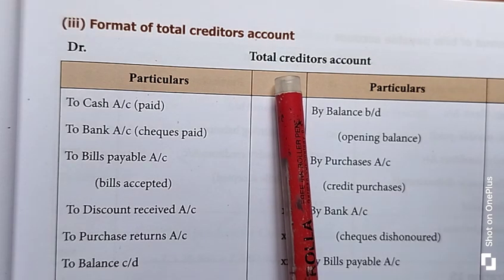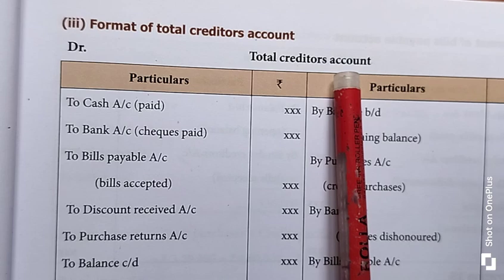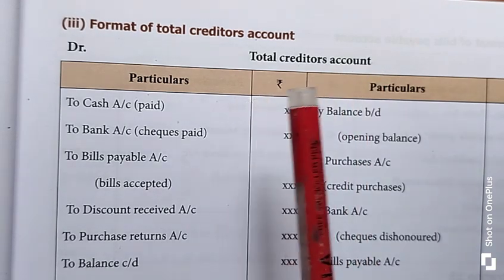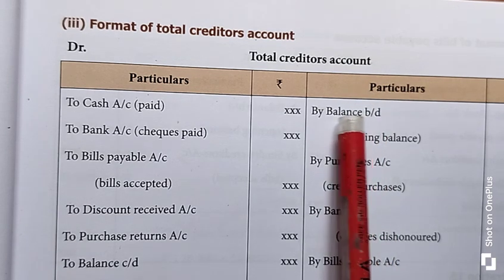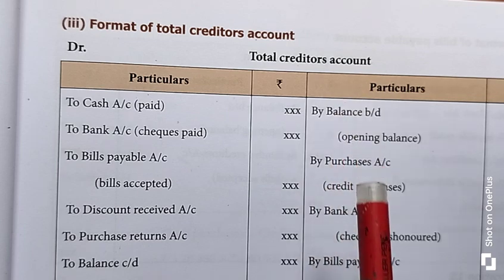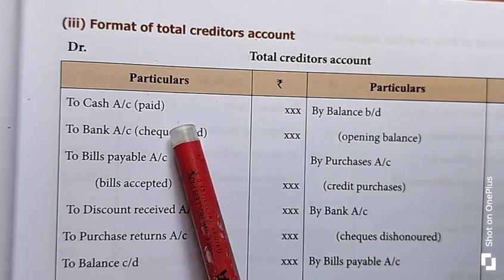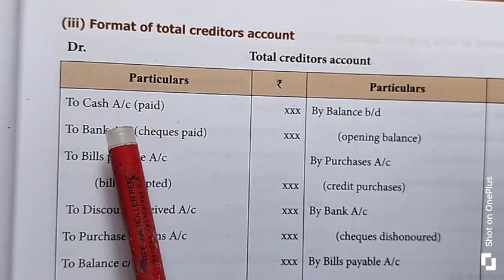So to find credit purchases, you have to prepare the total creditors account. Those to whom you made credit purchases are called creditors. You are the liability to your supplier. So by preparing the total creditors account we ascertain the credit purchases. The total creditors account is just the opposite of the total debtors account. Let's understand the format of the total creditors account.